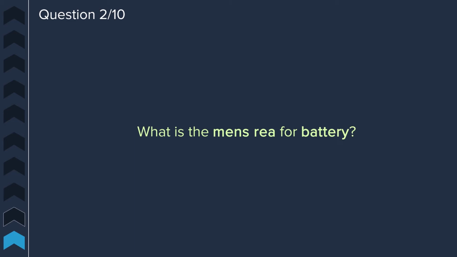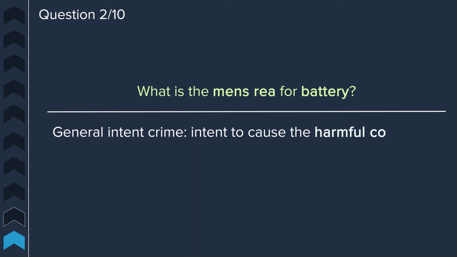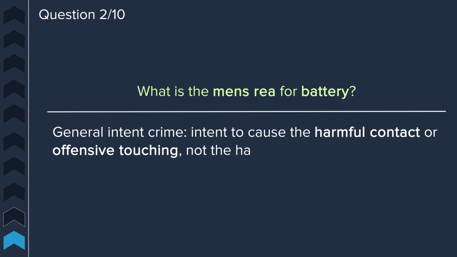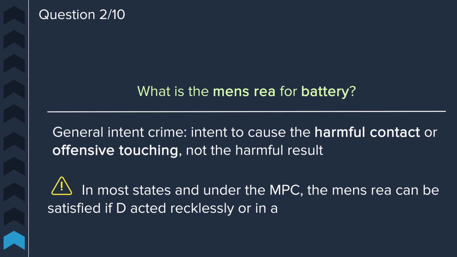Question 2. What is the mens rea for battery? Battery is a general intent crime, which means that the mens rea requires that you have the intent to cause the harmful contact or offensive touching, not that you intended the harmful result. Now, note, in most states and under the MPC, the mens rea can be satisfied if the defendant acted recklessly or in a grossly negligent manner.